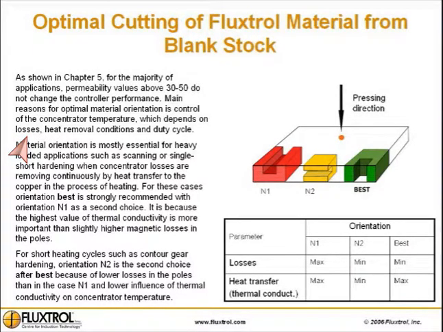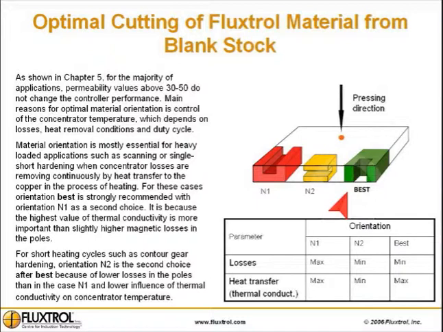Optimal cutting of Fluxtrol material from blank stock. As shown in Chapter 5, for the majority of applications, permeability values above 30 to 50 do not change the controller performance. The main reasons for optimal material orientation are control of the concentrator temperature, which depends on losses, heat removal conditions, and duty cycle.